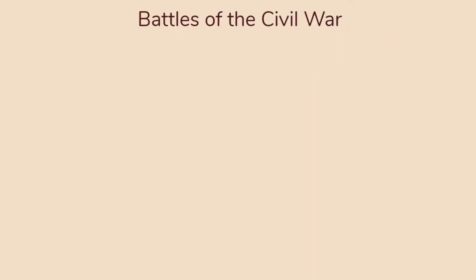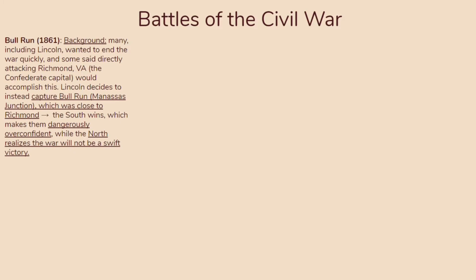Okay, so to start off, let's talk about the battles of the Civil War. This is the chapter where we really talk about what exactly happens during the war. So the first battle of the Civil War that you need to know about is Bull Run in 1861. And to provide a little bit of background, many people, including Lincoln, really just wanted to get the war over with, wanted it to end quickly.